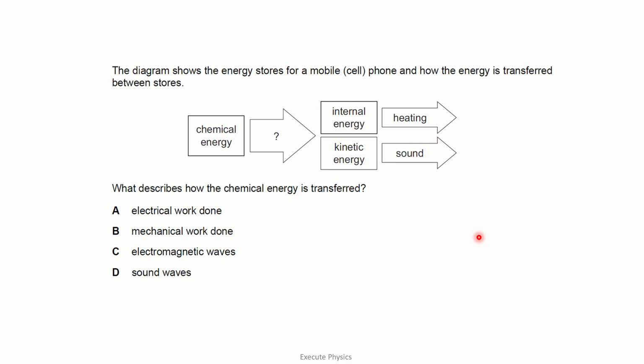So where is it stored? And how is energy transferred? It is transferred from chemical energy to the electrical work done to deliver the required internal energy and kinetic energy. So the correct answer is option A.